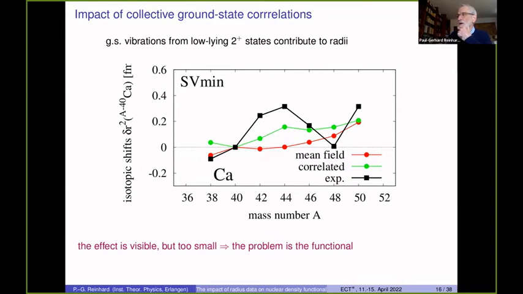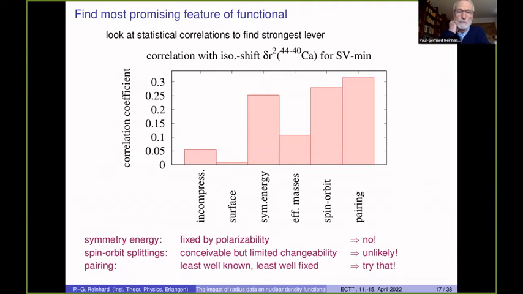And where should we look? So the first chance is, are there ground state correlations, collective vibrations? You know that calcium isotopes are soft vibrators, at least this one here. So the green curve is mean field plus ground state correlations. Well, it helps, but not enough. So what else? How can we improve the model? Where are the handles? And here is a correlation of the isotopic shift with different model features.